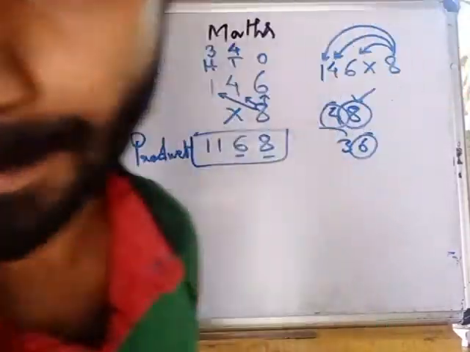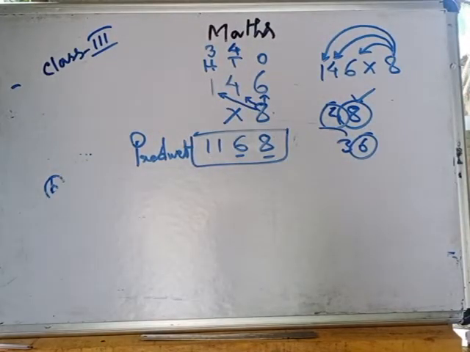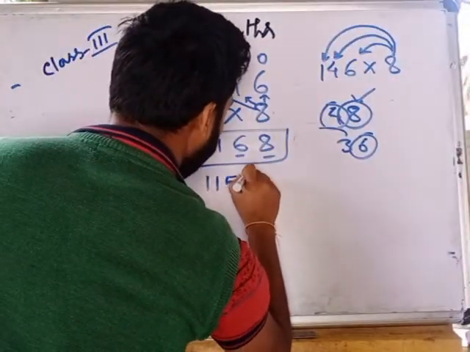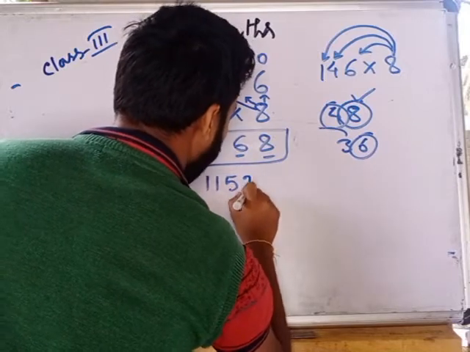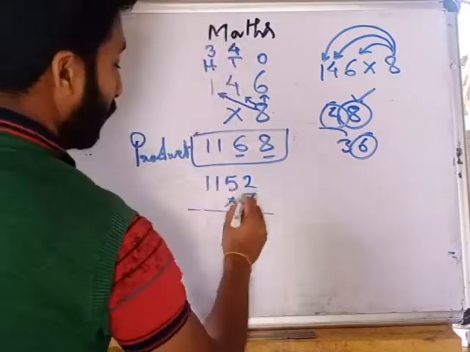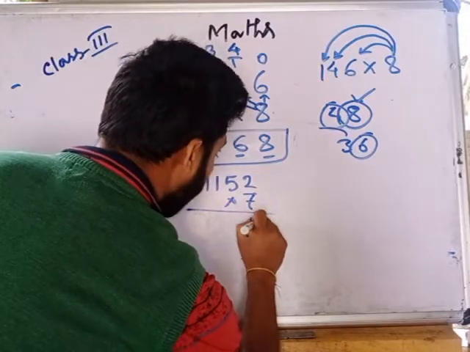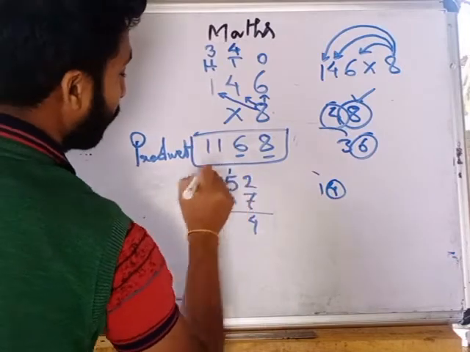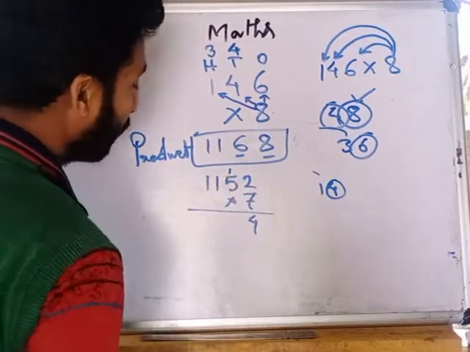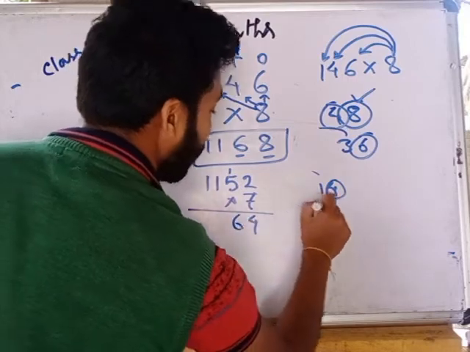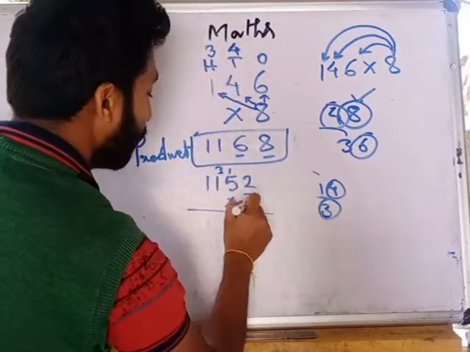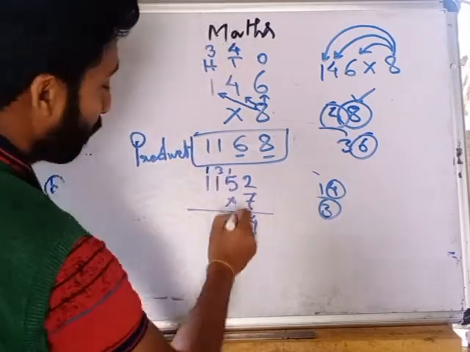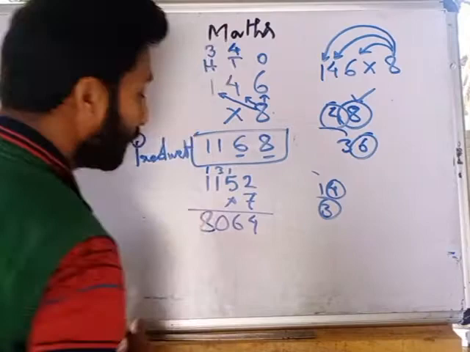Okay. Suppose it is 1157 multiplied by 2 with 7. 7 2s are 14. So we should write here 4. 1 carries in the next left. 7 5s are 35 plus 1, that is 36. So we should write here 6. 3 carries in the next left. 7 ones are 7 plus 3, that is 10. So we should write here 0. 1 carries in the next left. 7 ones are 7 plus 1, that is 8.